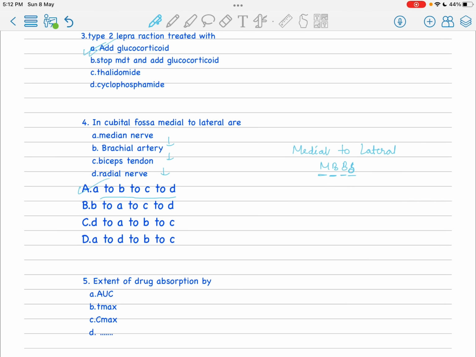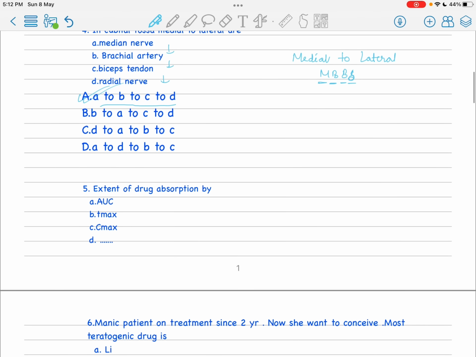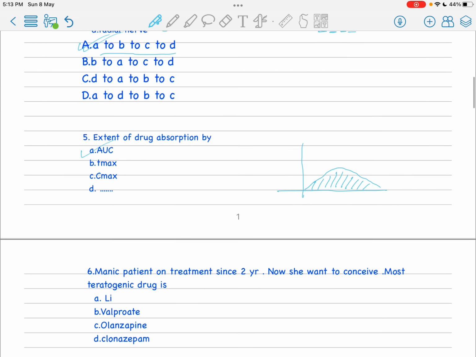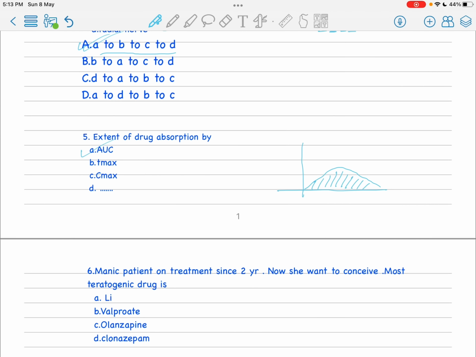Next is the extent of drug absorption, and I think this question is very important, and it is simply area under the curve. If we draw a curve and look at this, this is the drug absorption. So the area under the curve shows the total absorption, and I think previously this question has been repeated, and it is a very important question.